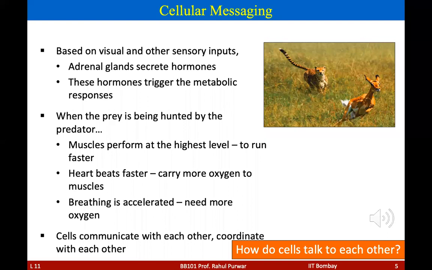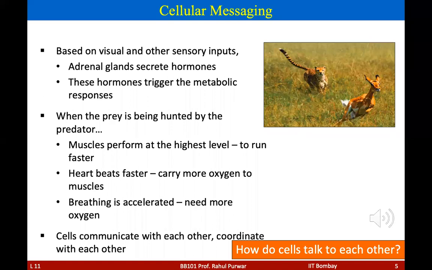Hormones are basically chemical messengers, you can think. And now one type of organ like the adrenal glands is communicating with the muscles. How? Because adrenal glands secrete hormones, hormones trigger different metabolic responses, and now the muscles are performing at the highest level. The heart beats faster because then it carries more oxygen to the muscles. And now breathing is accelerated, and that needs more oxygen.